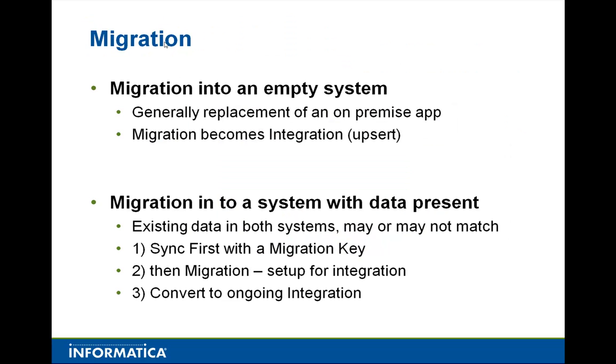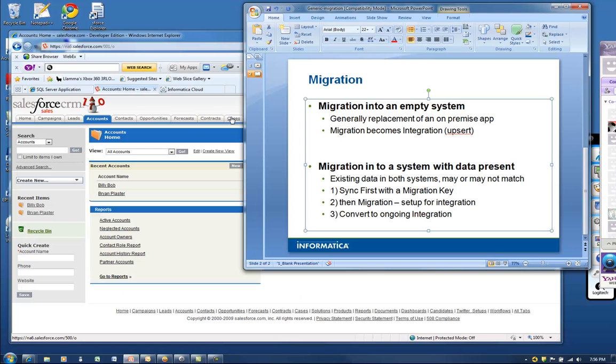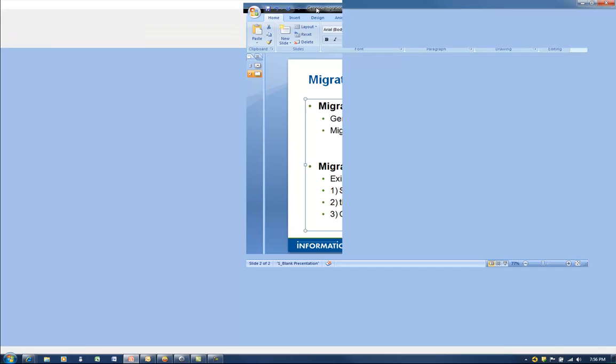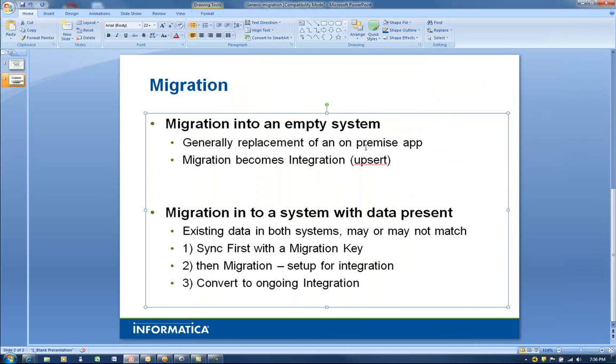Actually, migration can happen in several ways, but two main ways. Migration into an empty system is where you generally replace an on-premise app with something like Salesforce, and you want to migrate the data out of the other one into the new one. This is kind of neat because migration essentially becomes integration. So as long as you consider that you're going to be integrating, you can use the same integration task. The first time you run it will be migration. After that will be integration.